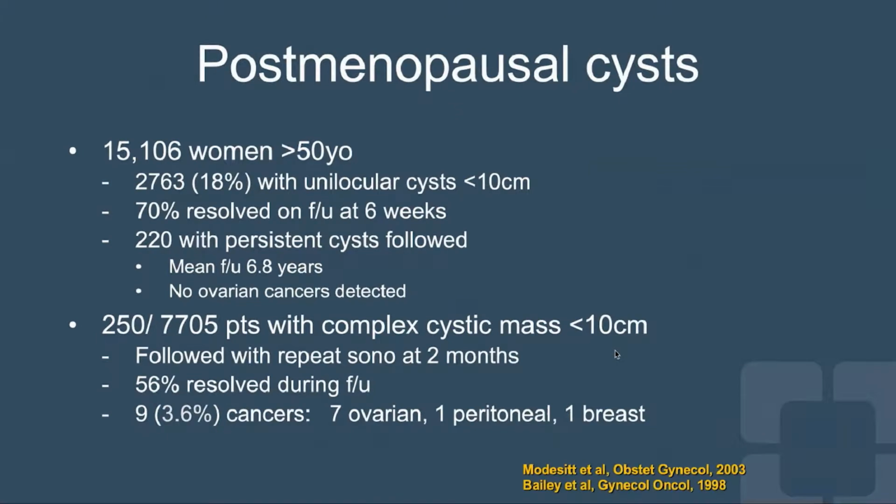The postmenopausal cyst, it's important there, when you do see a unilocular postmenopausal cyst, many of these do resolve at 6 weeks, but many can remain persistent. These can be followed yearly in a very simple, small, less than 10 centimeter cyst. But a complex cystic mass really needs close follow-up. If less than 10 centimeters, if they're persistent or causing pain, should be surgically evaluated. If greater than 10 centimeters, no question, or looks complex and worrisome, should be surgically evaluated.